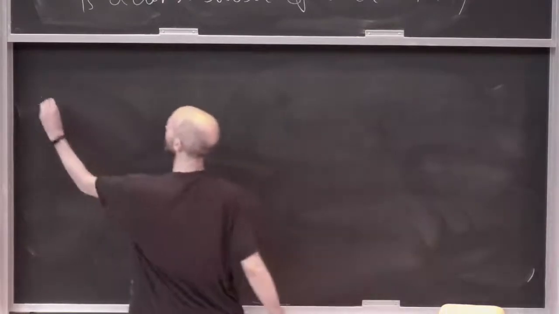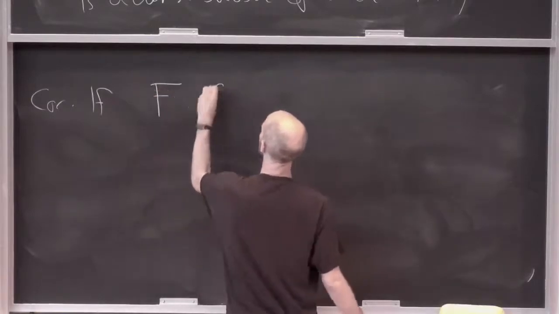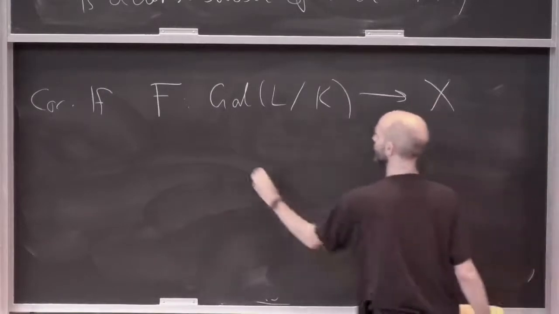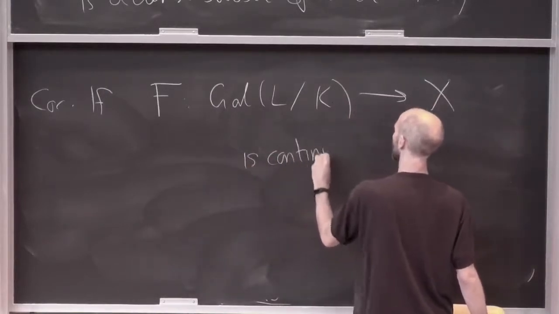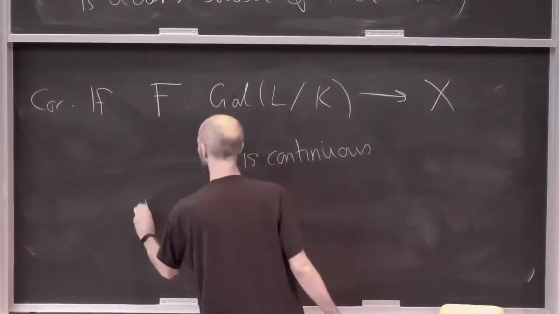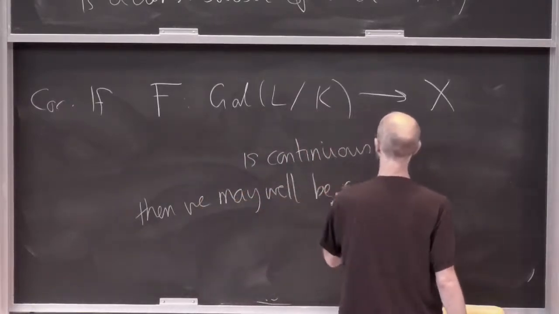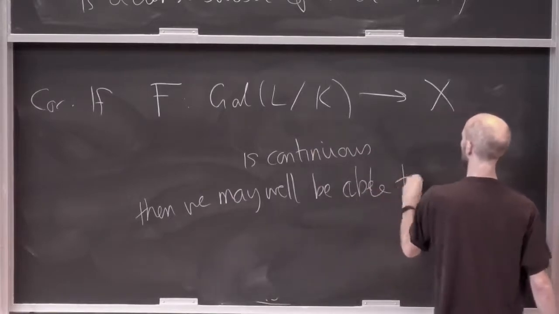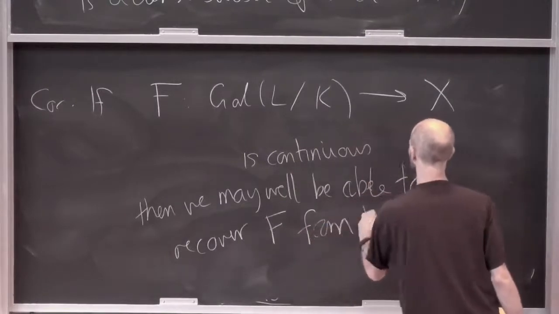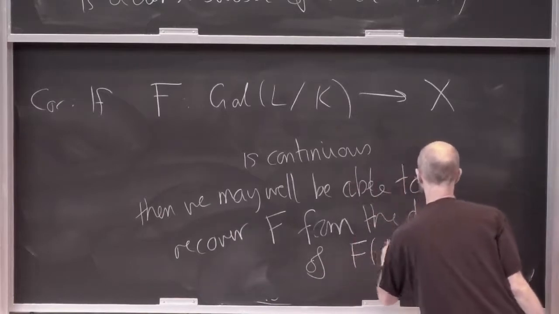So you see a corollary is, if I want to understand a map, if I've got some map f from Gal(L over K) to X that is continuous, right, then we may well be able to recover f from the data of f of Frob_P.